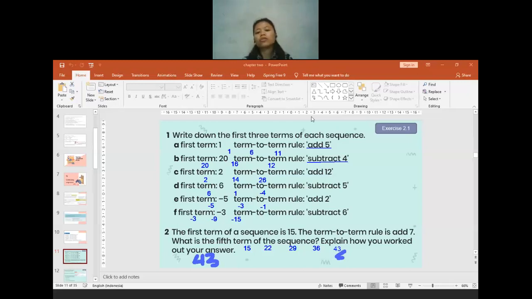Okay, for question 1, if you are still confused, again, my method is reading the question properly. The first term is 20, so I will write down 20 first. After I write 20, I read the question. Term to term rule, subtract 4. So from 20, I need to subtract 4, which equals 16. I already get the second term. And then to find the next number, read the rule again, subtract 4. So 16 subtract 4 equals 12.